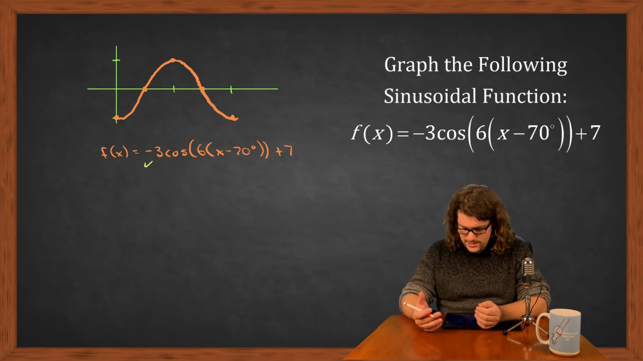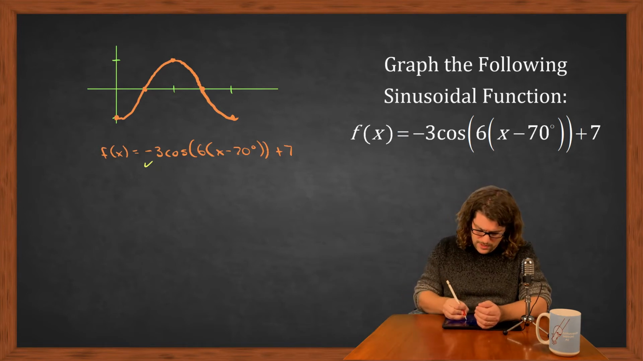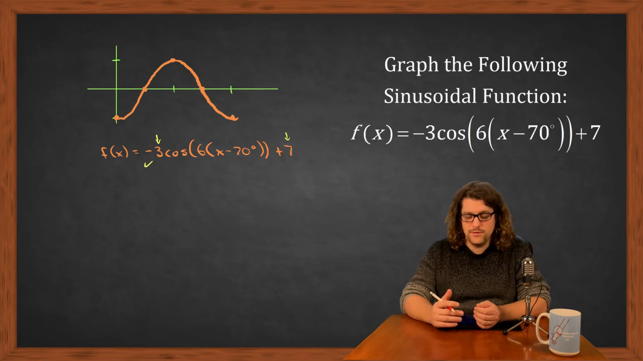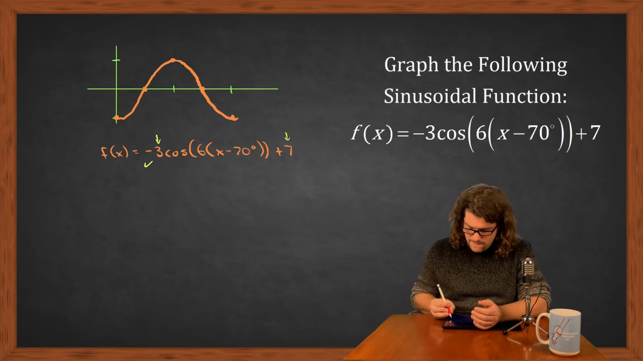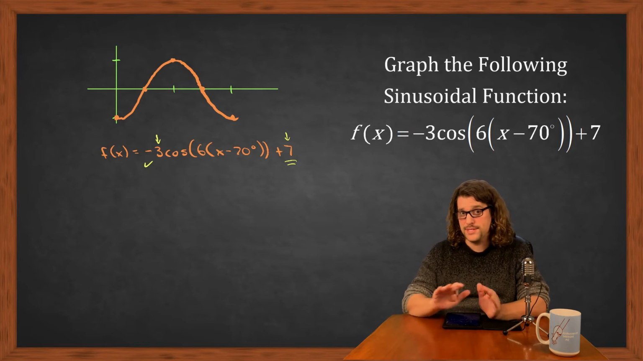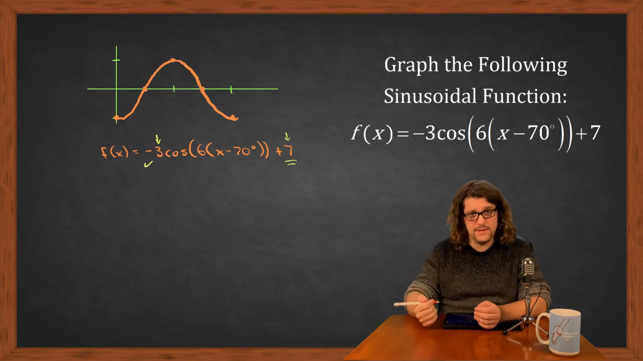The next thing I'm going to take a look at is a combination of the other two parts that are vertical. So my vertical parts are this 3 on the front. That is a vertical stretch, or otherwise known as the amplitude when talking about sinusoidal functions. So we have an amplitude of 3, and we have a vertical displacement, or a location of the sinusoidal axis at y is equal to 7. Typically it's at 0, but we've moved this thing 7 units up vertically. That's what that 7 at the end means.